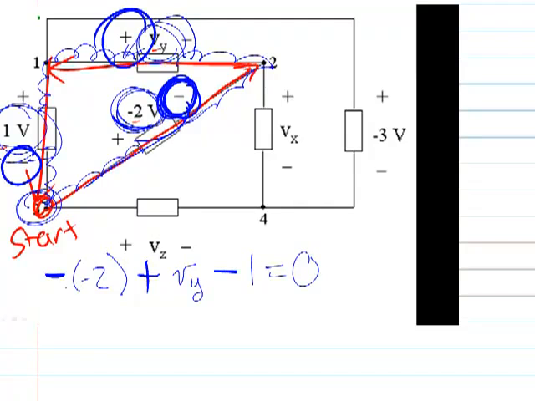So now we can simplify. Minus a negative 2 is plus 4 plus Vy. Wait, how did I do that? That was crazy.